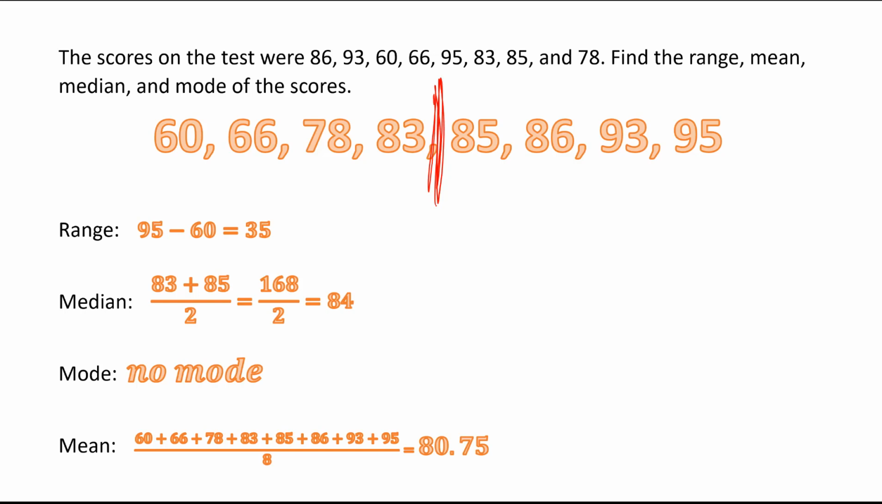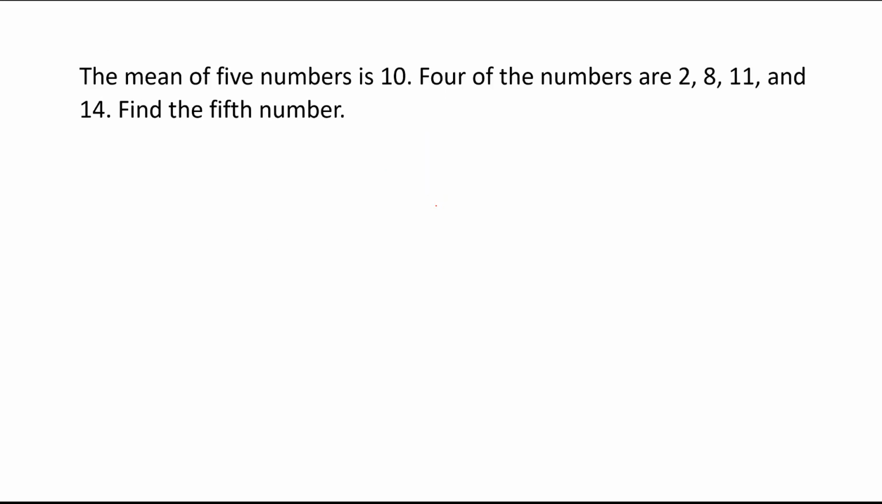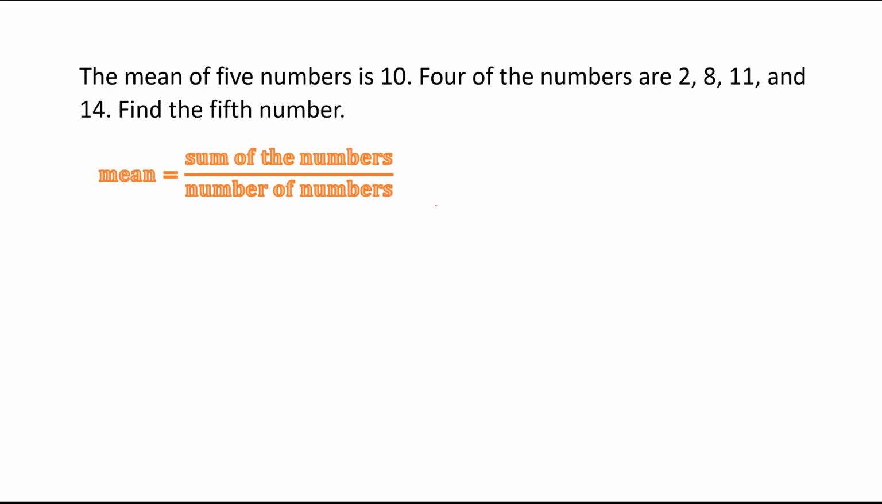All right, so there's one more problem on that lesson. The mean of 5 numbers is 10. 4 of the numbers are 2, 8, 11, and 14, and you're supposed to find the 5th number. Okay, so remember that mean means average. So all that means is that you have to add up all the numbers and divide by how many numbers there are. It's the sum of all the numbers divided by how many numbers there are.